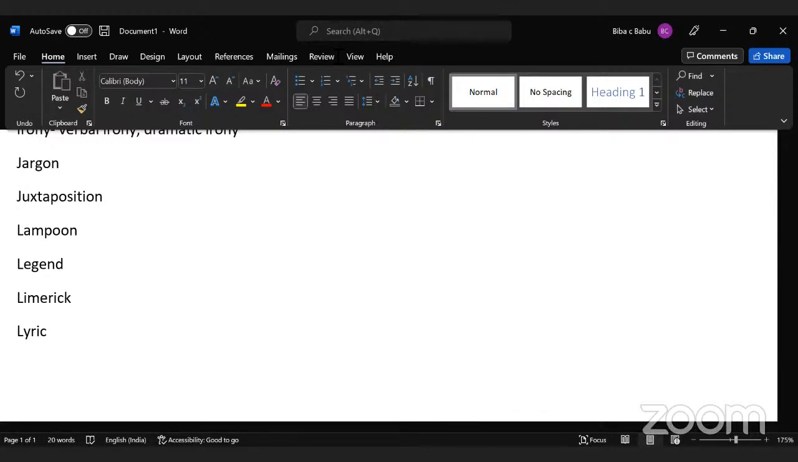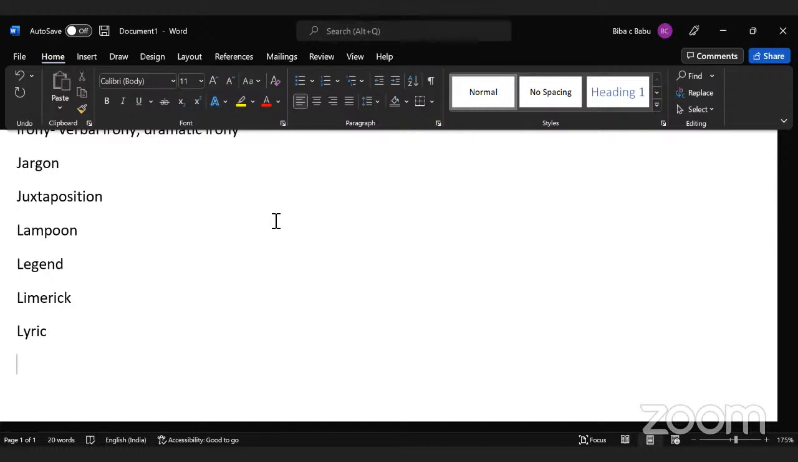Next is lyric. A lyric is a very short, non-narrative poem. It is used to express a thought or idea. It has a certain musical quality. Usually, lyrics began in earlier times. There's an instrument called the lyre. It's something like our veena. It's an instrument, so this song is sung in accompaniment of a lyre.